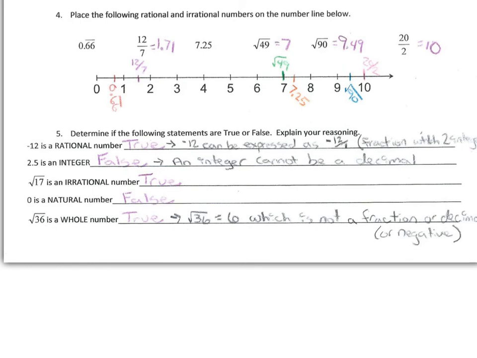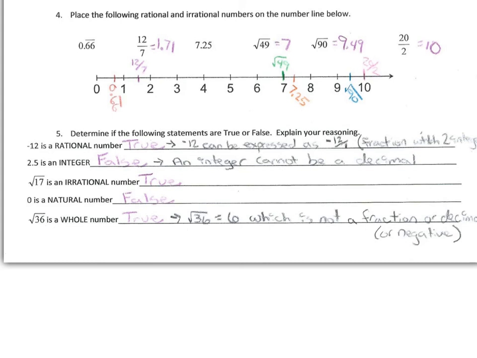0 is a natural number. Well, that's false. I'm going to have you guys look back and see what a natural number is. And then radical 36 is a whole number. That's true. The reason is because radical 36 is equal to 6. That's not a fraction or a decimal. It's also not negative. So radical 36 is a whole number.